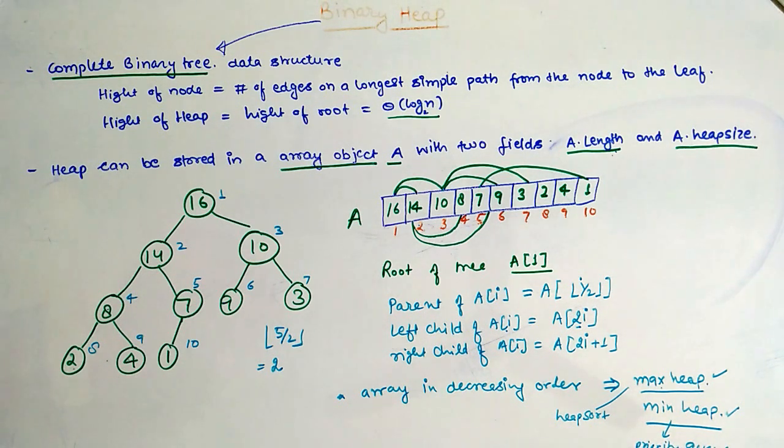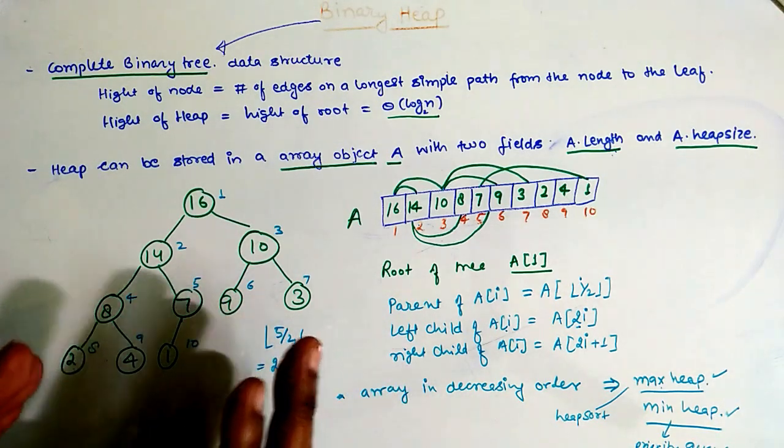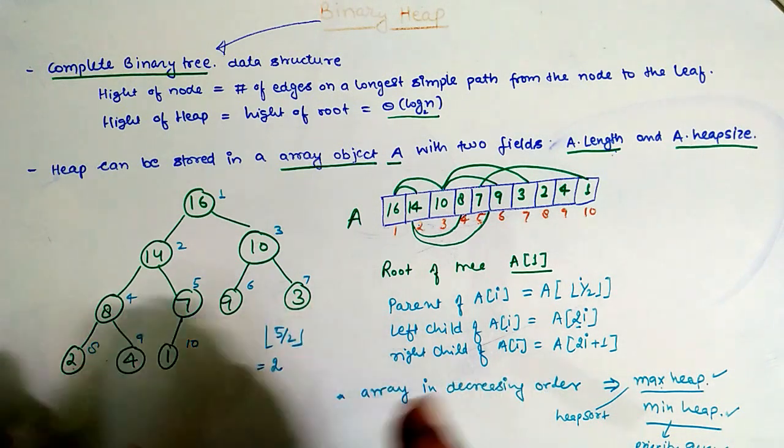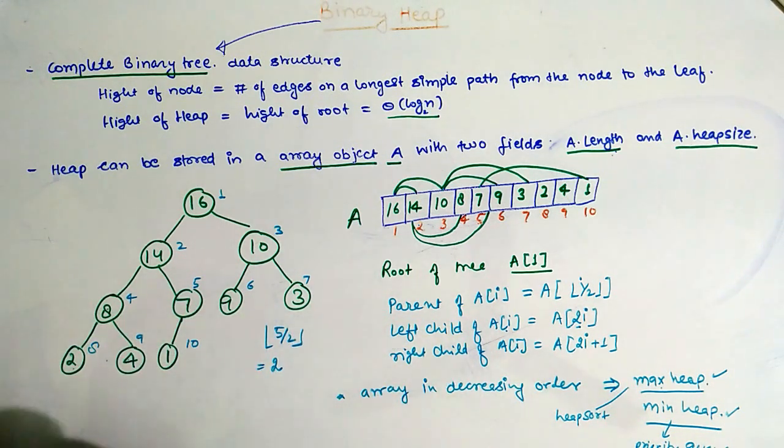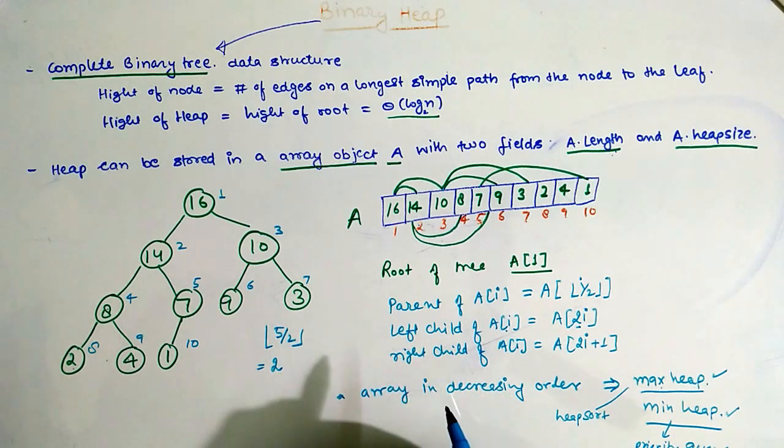So for the priority queues, we generally prefer to take the min heaps, or the heap which follows the min heap property, where the parent always has the minimum value compared to its children. Okay, so this is how we store the complete binary tree in an array, and this is how we can fetch the parent, left child and right child of the heap.